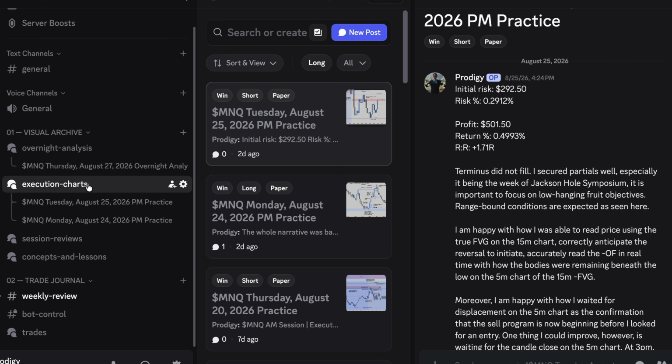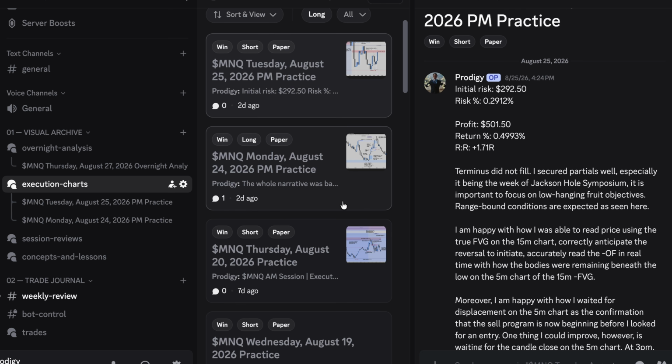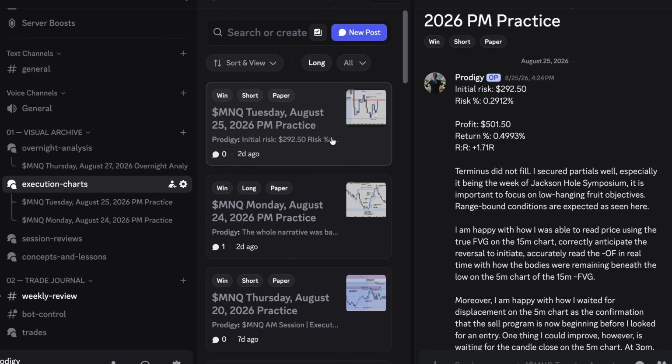Next, the execution charts channel contains the decisions that I actually made. I'm capturing the screenshot with annotations, entries, exits. I'm writing down my internal dialogue and reflections. And again, each post is a separate execution.